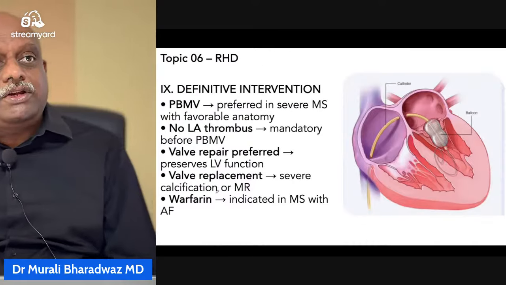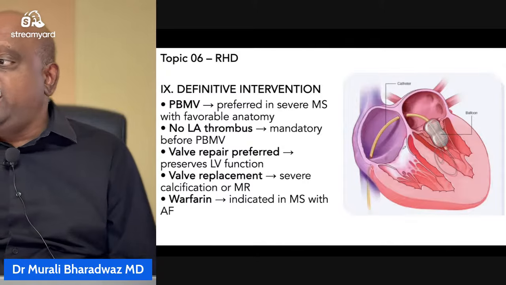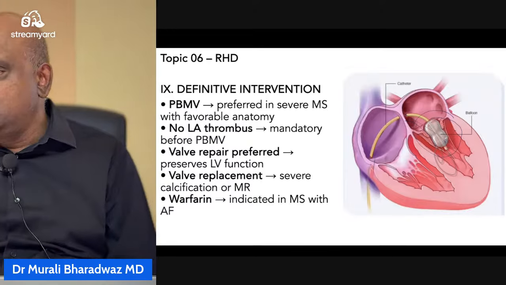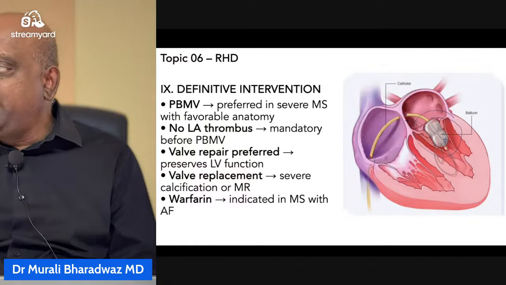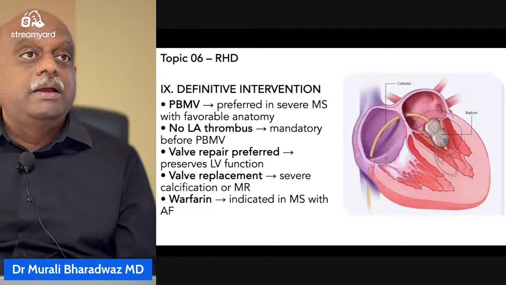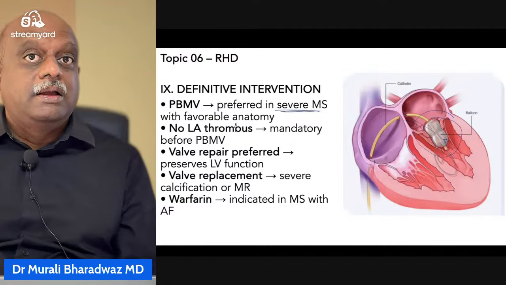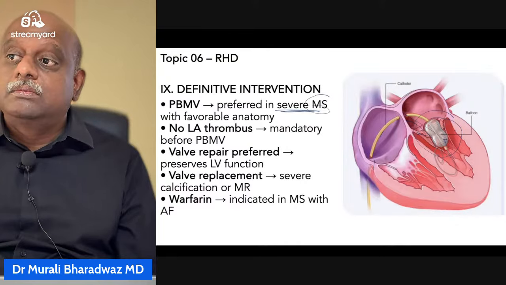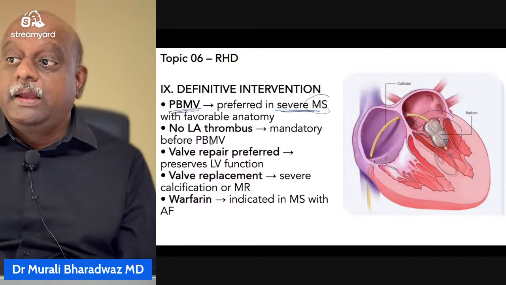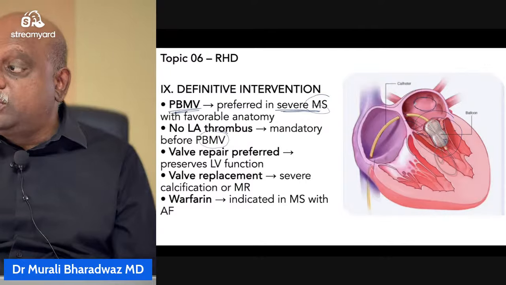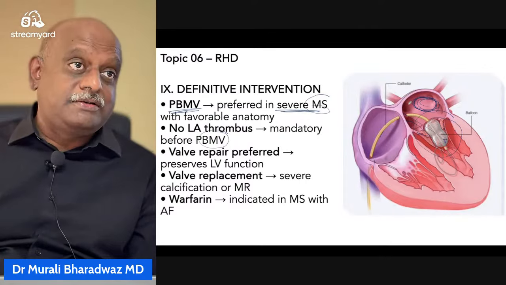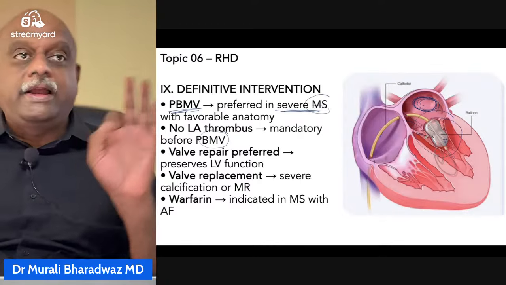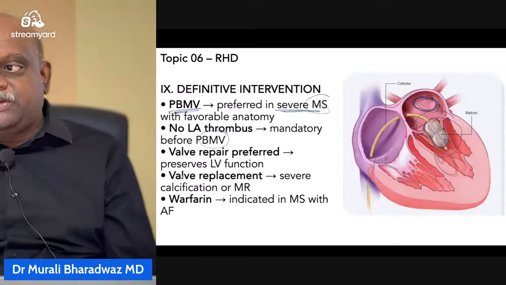So what is the definitive intervention, doctor? You need to do percutaneous balloon mitral valvuloplasty. You'll pass a balloon, blow it, and repair the stenotic valve. Whenever there is any severe MS, but the valves are still good enough, then you can do PBMV. But before you do PBMV, you need to ensure that the left atrium does not have any thrombus. If there is any thrombus, it is a contraindication for percutaneous balloon mitral valvuloplasty.